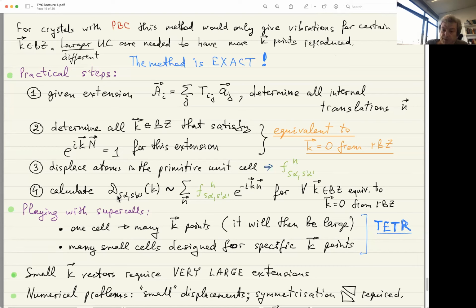You can play with the supercells. Of course, if you take a particular supercell, you have access in this way only to some specific k points. For example, if your extended cell is a four-fold extension of the primitive cell, your Brillouin zone will shrink 4 times, and the reduced Brillouin zone will be 4 times smaller. So there will be exactly 4 points in the reduced Brillouin zone.